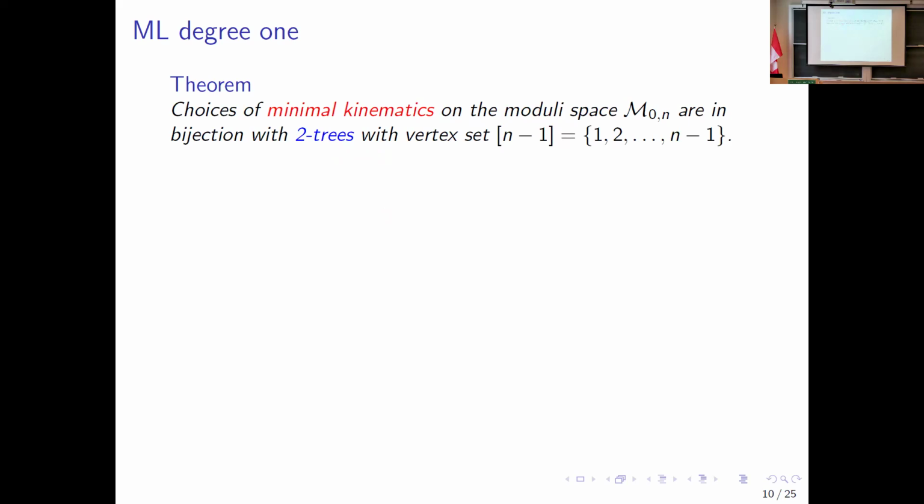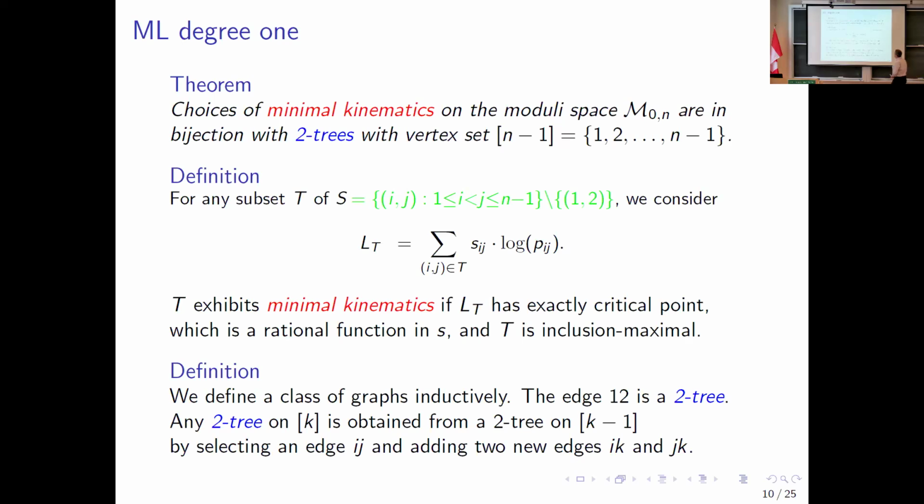Okay, so what I need to do now is define the red term, minimal kinematics, and the blue term, two trees. Here are the definitions. I'm going to fix any subset T of the set S. S were the relevant pairs, the relevant hyperplanes in the reflection arrangement. I take any subset T, and I restrict the log likelihood function to those Sijs. So I'm setting some Sijs, Jose, to 0, an operation that Jose really likes, right? And T is the ones that are left.